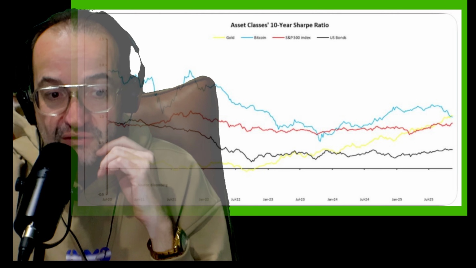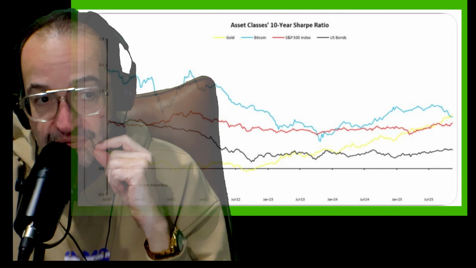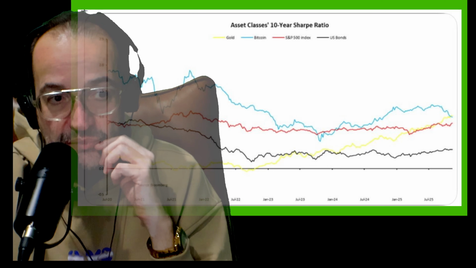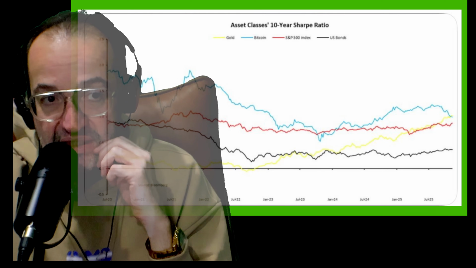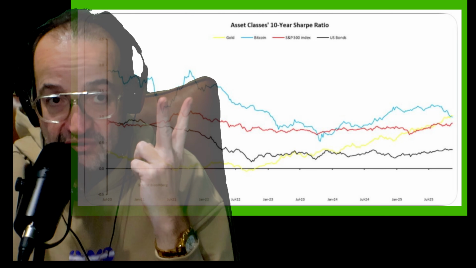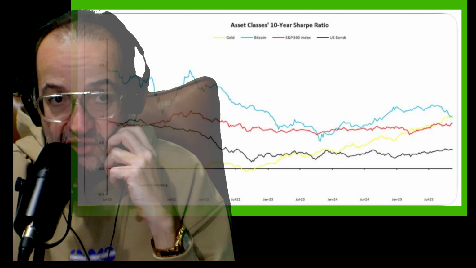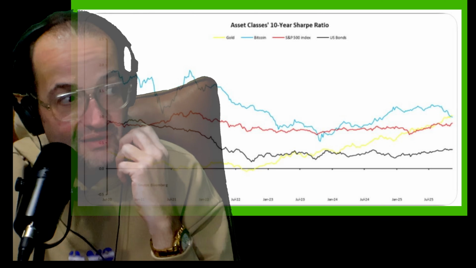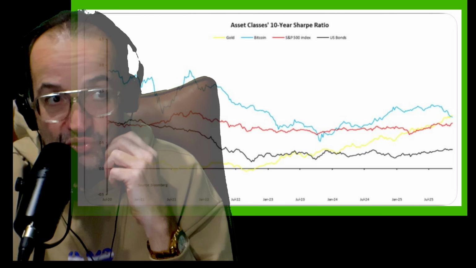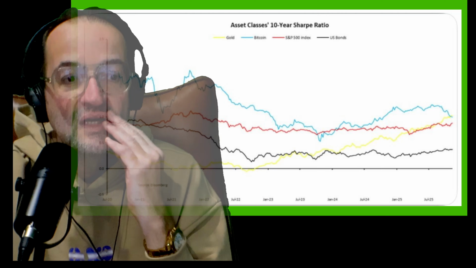So let's talk first of all about Bitcoin. If you take a look at the Bitcoin line, that's the blue line. Bitcoin is the blue line, the red line is the S&P 500, the yellow one is gold, and the black is basically US bonds. How are we doing? Well, let's take a look at the blue line to start with. What is this telling you?